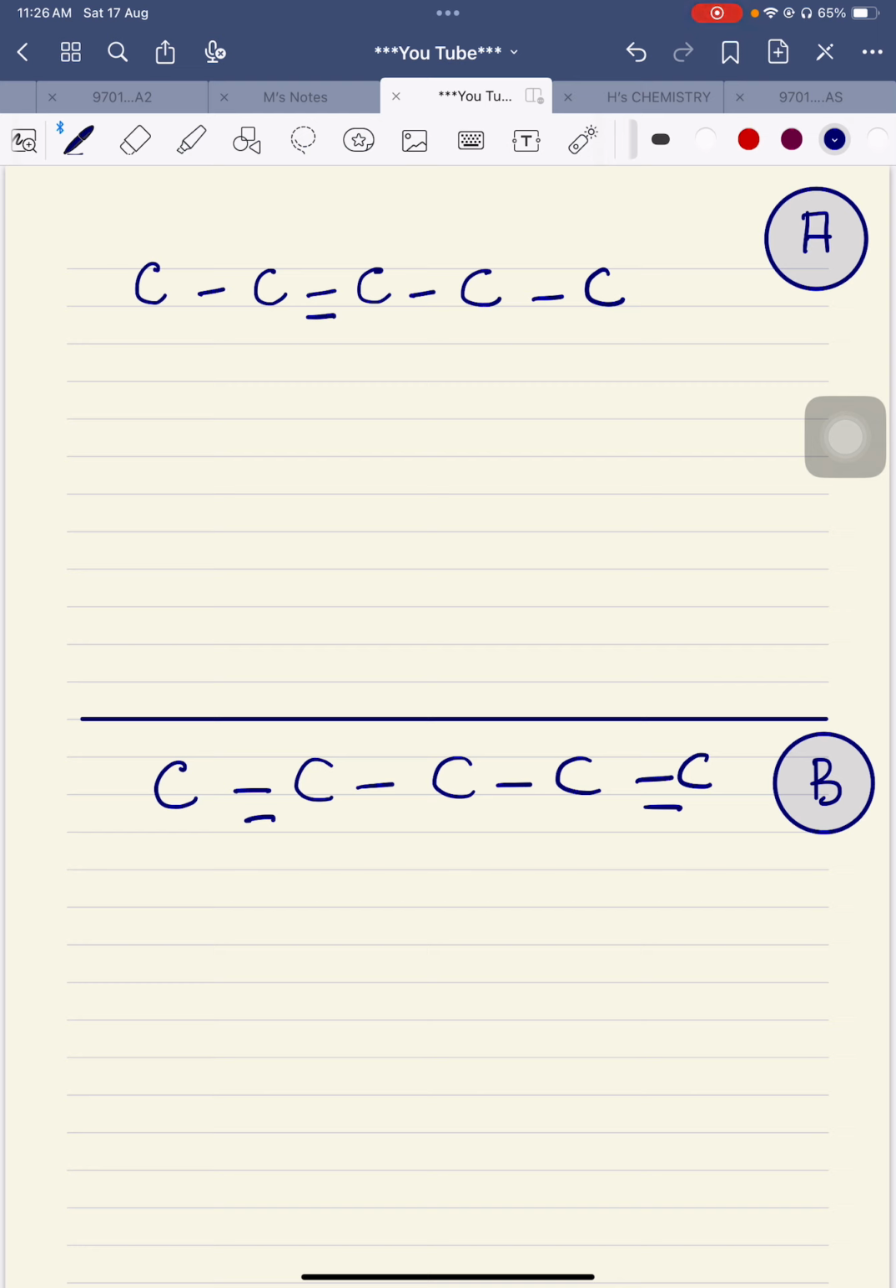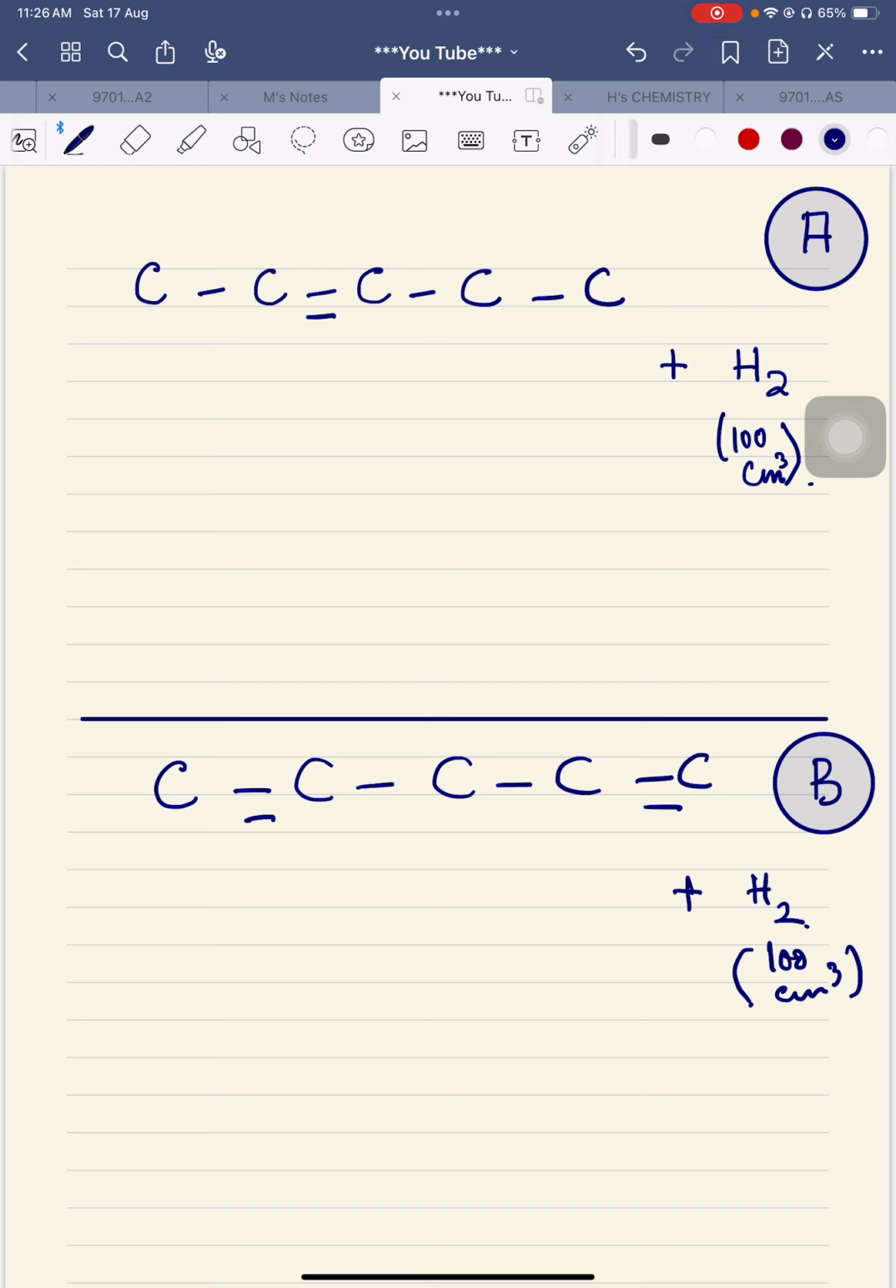Because A has 5 carbon atoms and one double covalent bond. B has 5 carbon atoms but two double covalent bonds. So A has a lesser degree of unsaturation, whereas B has a higher degree of unsaturation. In A, the examiner is going to react it with hydrogen. In B, the examiner is going to react with hydrogen as well. In A, 100 centimeter cube of hydrogen is passed through this, and 100 centimeter cube of hydrogen is passed through this as well.